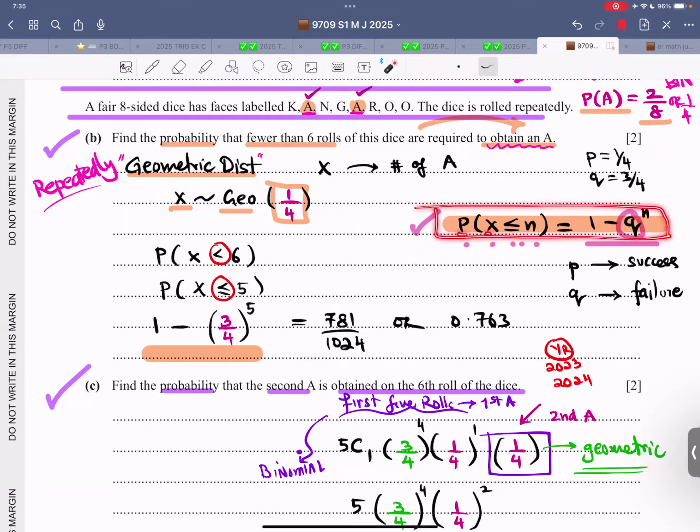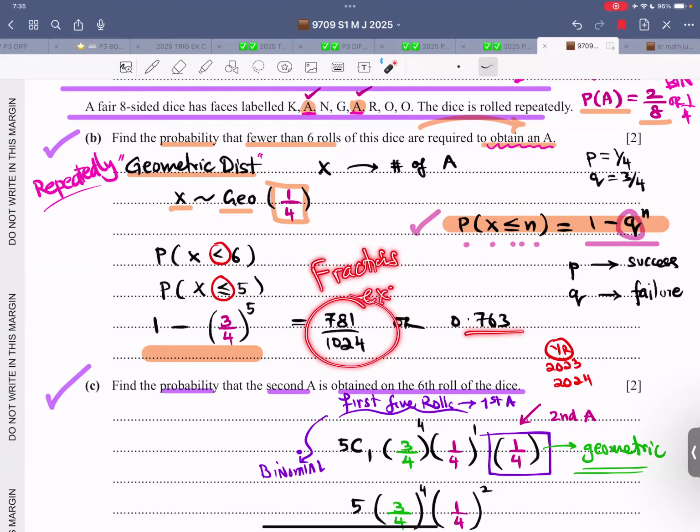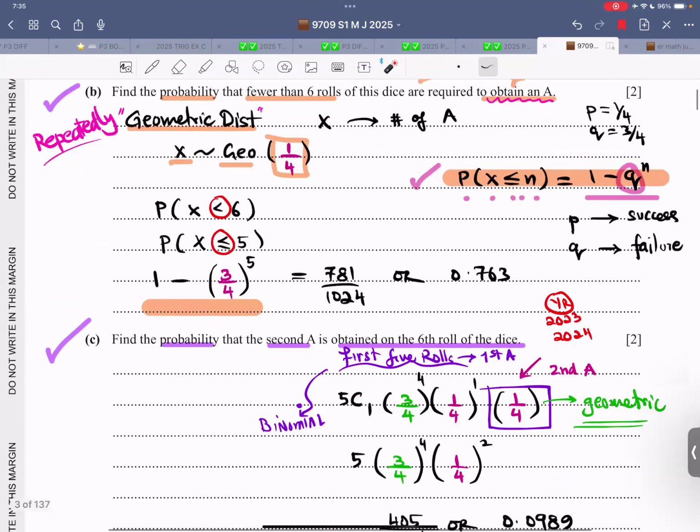The shortcut is probability X less than or equal to N equals 1 minus Q raised to the power of N. So that is how this is done. It's preferable that you write the answer in fractions because fractions are exact. But if you want to write in decimals, then take care of accuracy. Final answer, 3 significant figures.